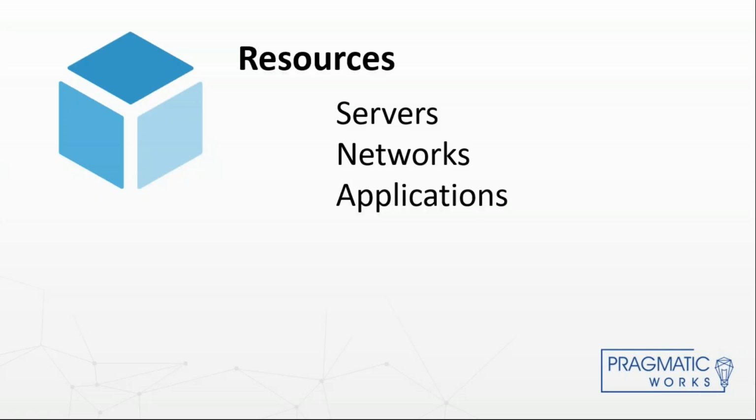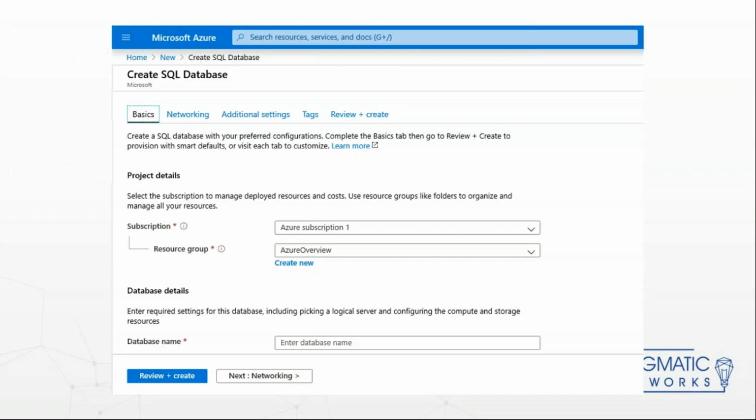So once you get a resource group, then you can add resources. And depending on the type of resource you're adding, different information will be required. For instance, servers, networks, and applications all have different requirements when you're creating them. But all those resource addition prompts and wizards are very intuitive and user-friendly.